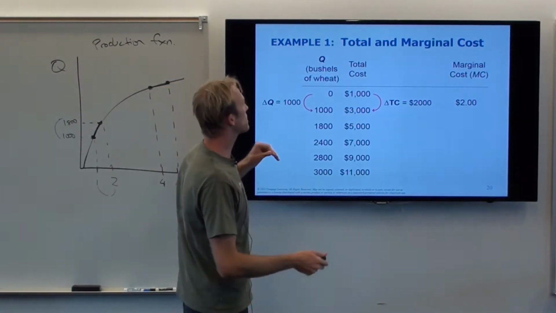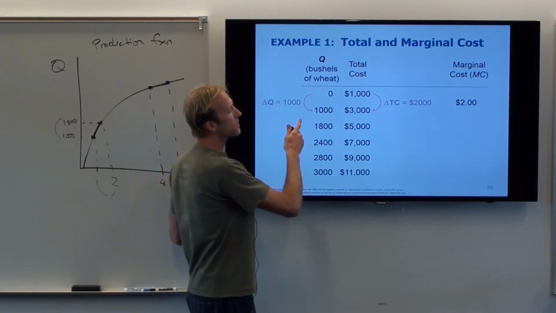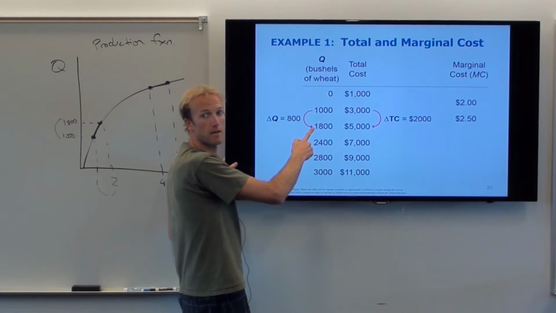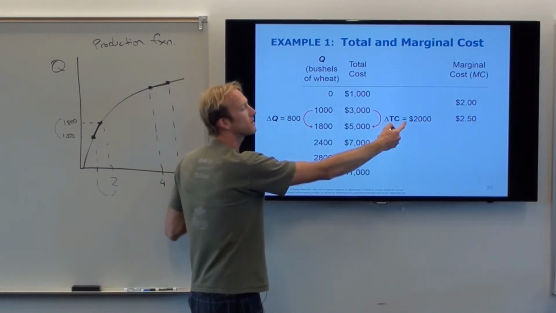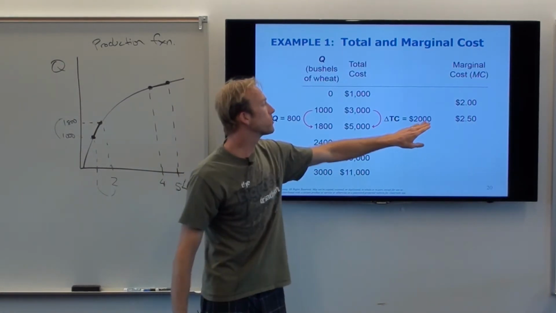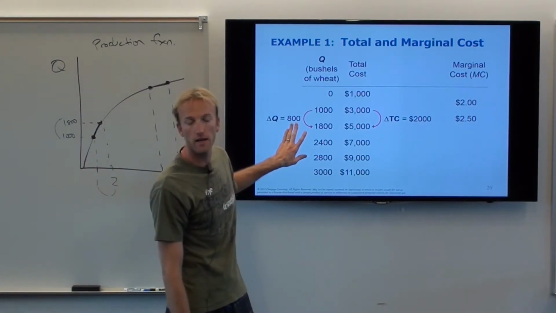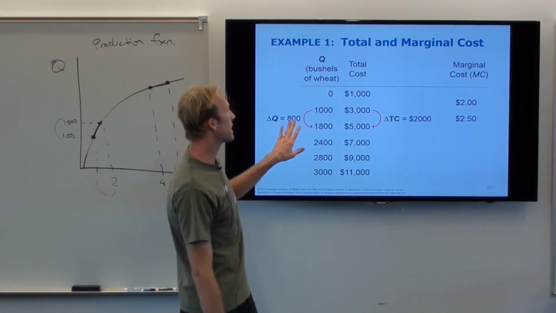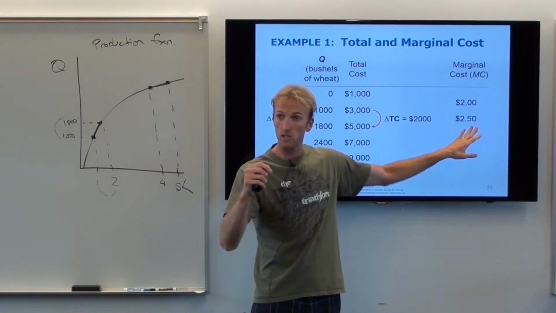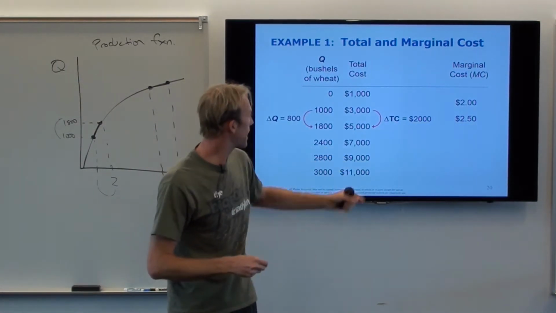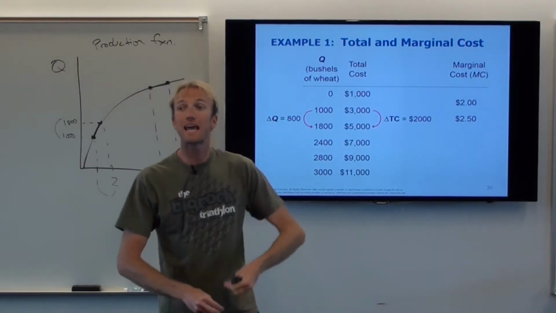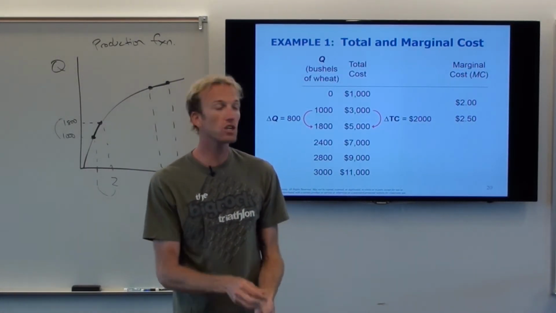Okay, but now let's see what happens. As I go to the next row, how much more product do I have? Only 800 this time. But how much did it cost me? Still cost me $2,000. So what's my marginal cost here? $2,000 divided by 800 products, it's $250 now. It's starting to get a little more expensive. When I'm at 1,000 bushels of wheat, if I want to make 1,001 bushels of wheat, it's going to cost me an extra $250.